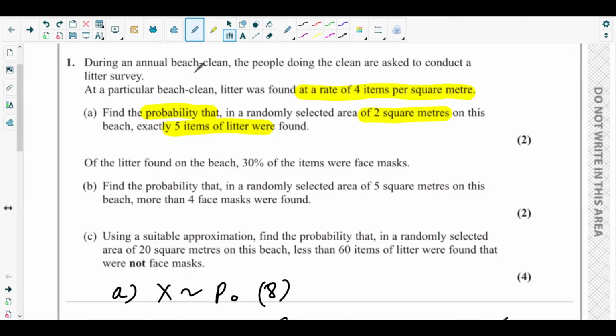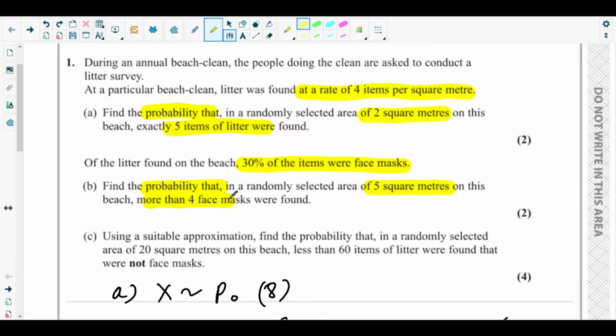Next is part B. In part B, the question says, of the litter found on the beach, 30% of the items were face masks. Part B is asking to find the probability that in a randomly selected area of 5 square meters on this beach, more than 4 face masks were found.